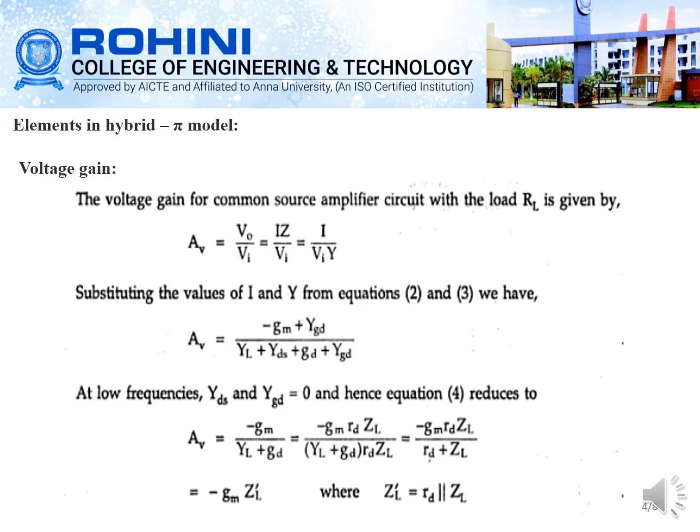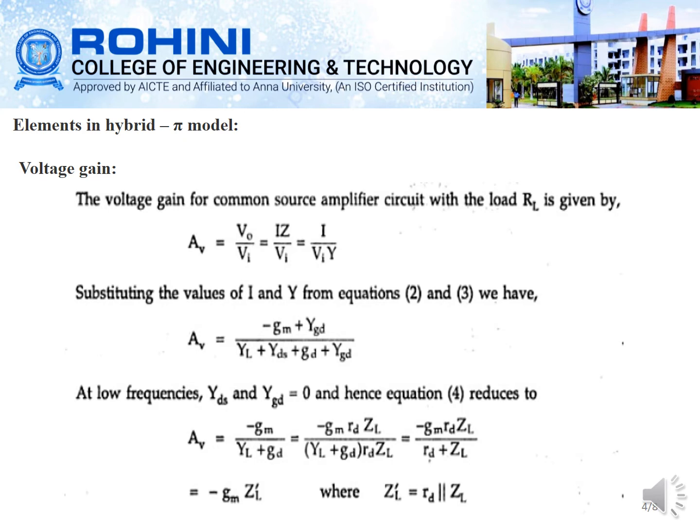So we write this equation as AV is equal to IZ divided by VI, which is equal to I divided by VI into 1 by Y. Substituting those values of I and Y in the above equations, we get AV is equal to minus GM plus YGD divided by YL plus YDS plus GD plus YGD. At low frequencies, the values YDS and YGD are equal to 0, so this equation is reduced. We get AV is equal to minus GM divided by YL plus GD, which is equal to minus GM into RD into RL divided by RD plus RL.